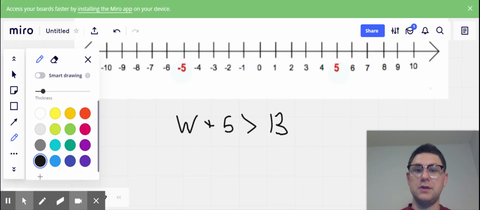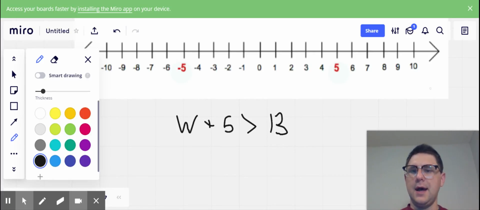So it's a much simpler statement. Because it would take you a while if you just tried to substitute numbers in for W and see what's greater than 13. So we can use our if-then moves that we learned while doing equations to make this something simpler and a lot easier to graph.